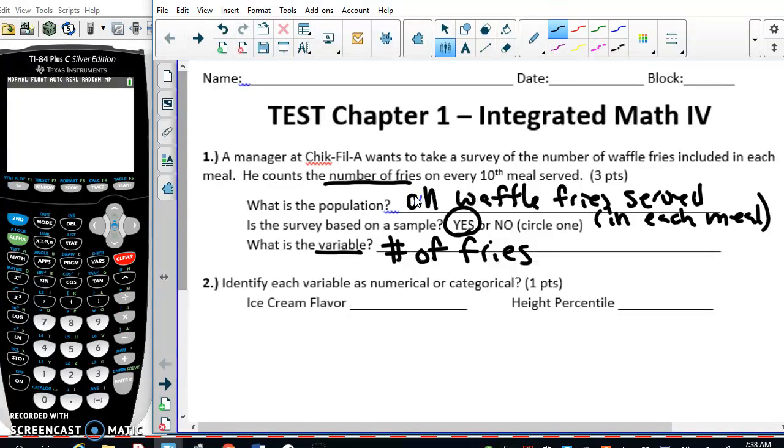Question 2, we did pretty well in this. Ice cream variable is a categorical. And then the height percentile would be a numerical variable. All right, on to the next one.